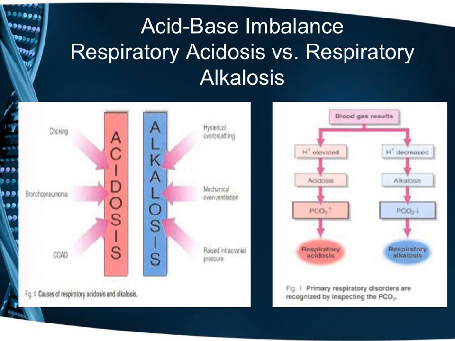This slide illustrates the differences between respiratory acidosis and respiratory alkalosis. Once obtaining the ABG, or the blood gas result, if you have an elevated hydrogen ion, that leads to acidosis, and also an elevated carbon dioxide, that is respiratory acidosis. If the hydrogen ion is decreased, that is alkalosis, and the pressure of carbon dioxide will be decreased, that is respiratory alkalosis.